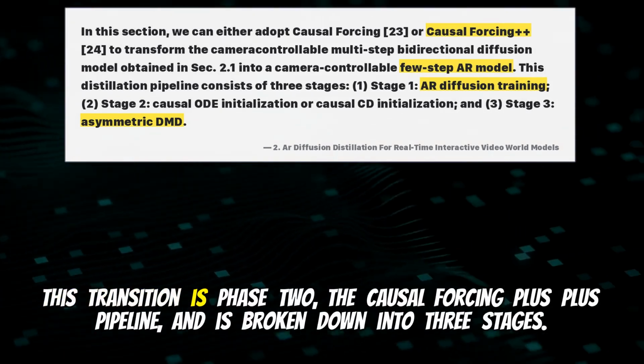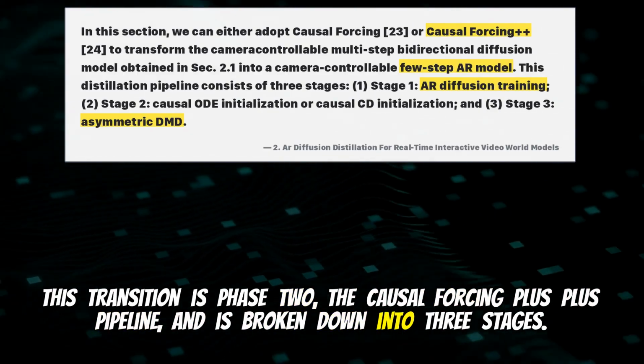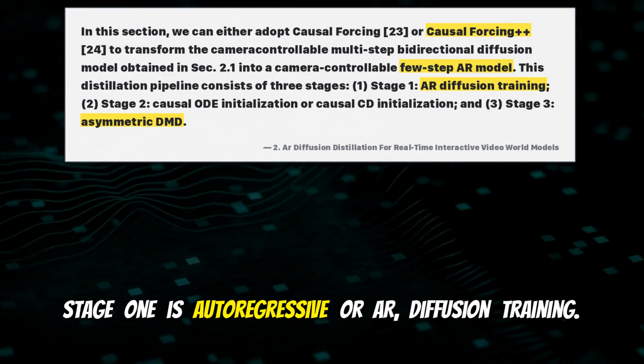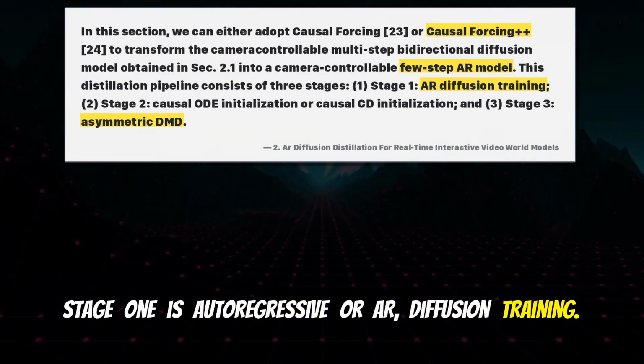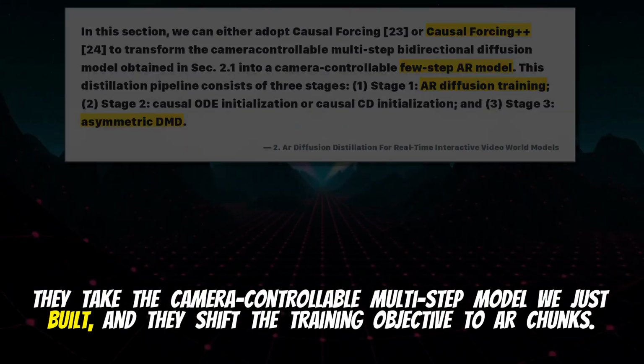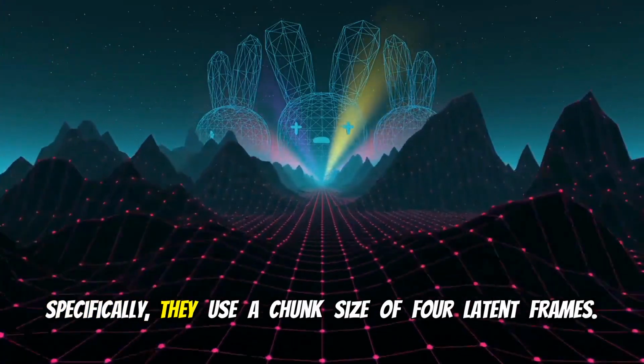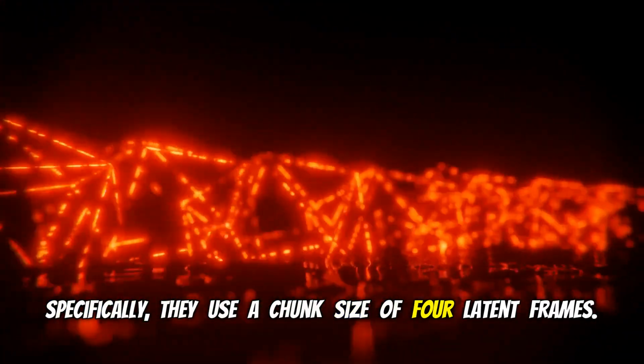This transition is phase 2, the causal forcing ++ pipeline, and is broken down into 3 stages. Stage 1 is autoregressive, or AR, diffusion training. They take the camera-controllable multi-step model we just built, and they shift the training objective to AR chunks. Specifically, they use a chunk size of 4 latent frames.